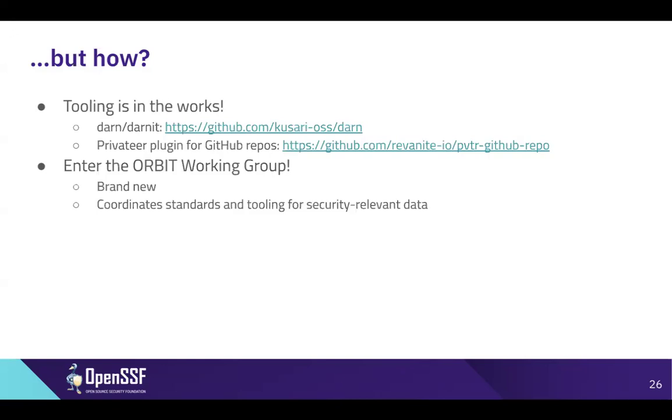And to that end, there is a new working group. And by new, I mean I think it was approved by the TAC last week, maybe two weeks ago at this point, so it's still very much getting spun up. There's not a lot of structure in place yet. But the Orbit working group will be coordinating standards and tooling for security relevant data. So baseline will be under that working group, as well as some of these tooling projects, or perhaps some other tooling. But the idea is to have a collaborative ecosystem of interoperable tools for that.